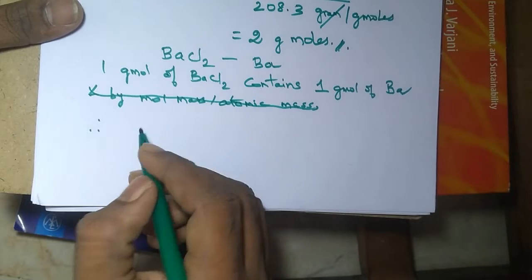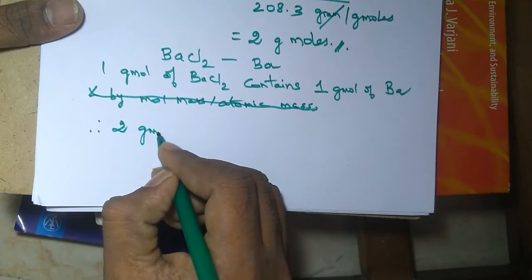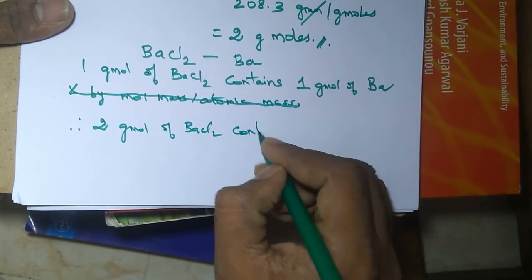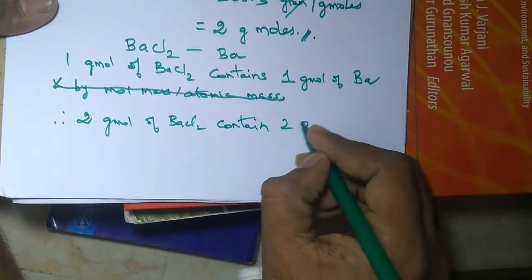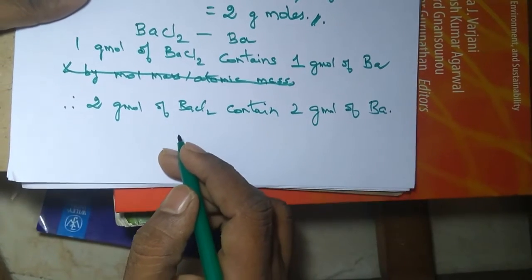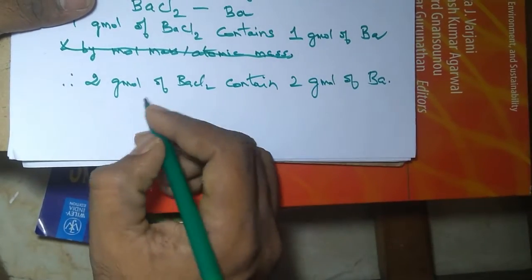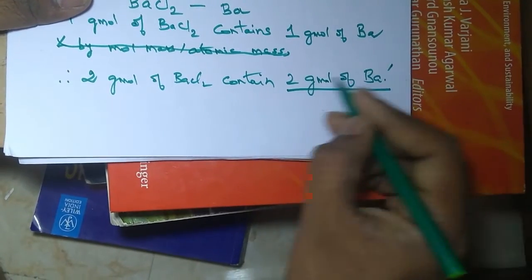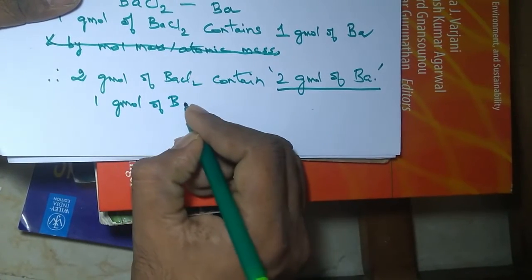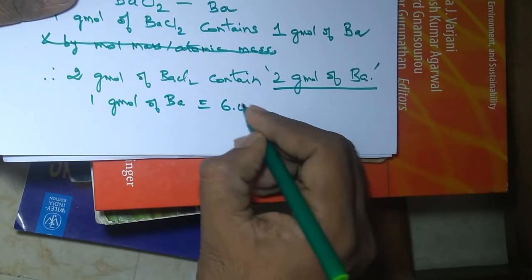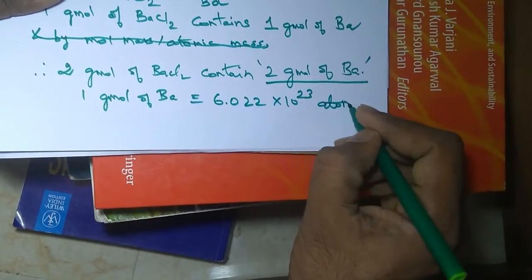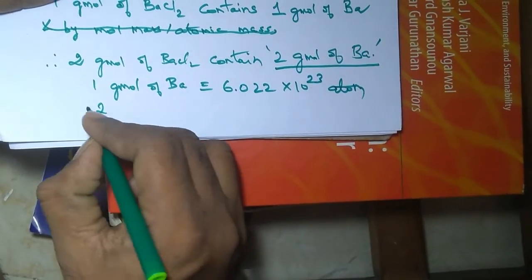Therefore 2 gram mole of barium chloride contains 2 gram mole of barium. Okay, so now what we have is 2 gram mole of barium. So recall the Avogadro number value. What is the definition of gram mole? 1 gram mole of barium will contain Avogadro number of atoms, that is 6.022 into 10 power 23 atoms. So what we have is 2 gram mole of barium.